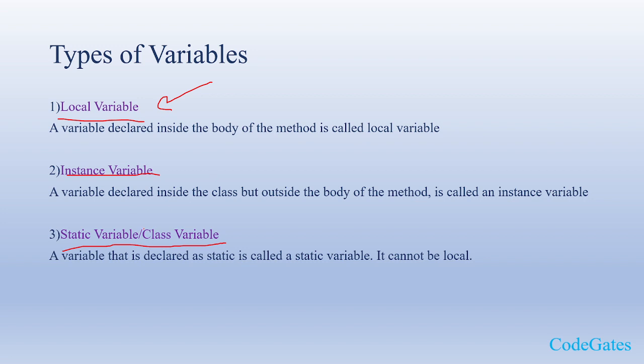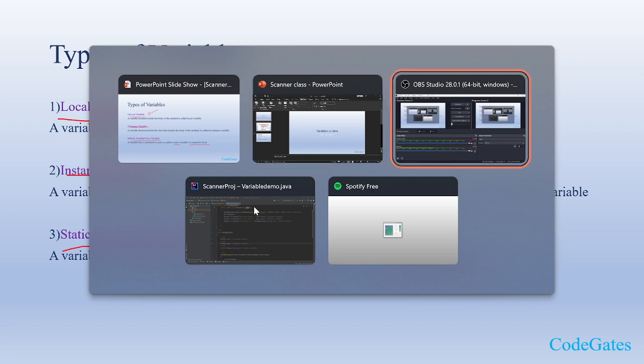A static variable is also declared inside the class, but to declare it we have to use the static keyword, and it cannot be local. They are class variables. Means whenever we want to access an instance variable, we have to create an object of that class. But to access a static variable, there is no need to create an object of that class. So let me show you one live example of this.